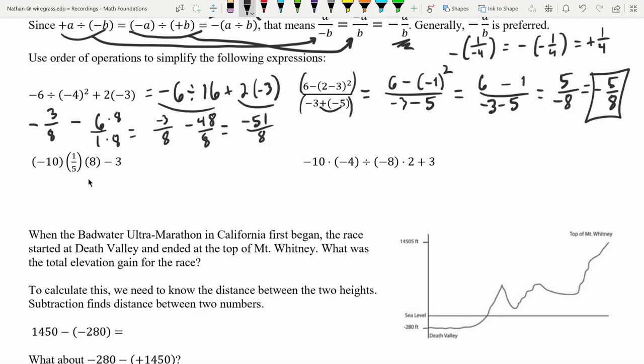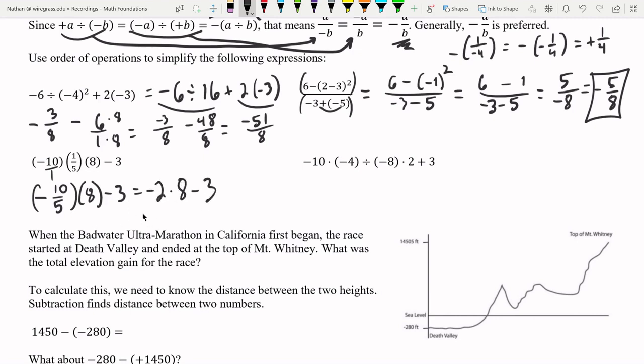Okay, this one, multiplication happens before the subtraction. Going left to right, negative 10 times 1/5. Negative times positive is negative. 10 times 1/5, that's 10 over 1 times 1 over 5. It's going to be 10 over 5. Times 8 minus 3. That's just going to be 2, right? Negative 2 in total.